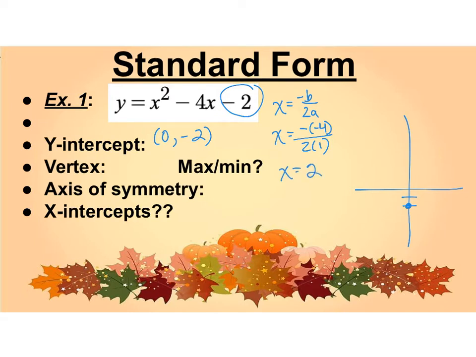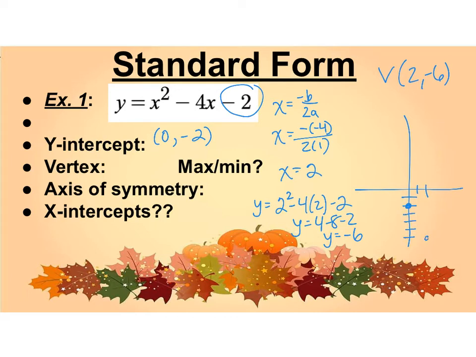I have to plug it back in to get y. So y equals 2 squared minus 4 times 2 minus 2. So y is 4 minus 8 minus 2, and y is negative 6. So my vertex is the point 2, negative 6. And I end up being way down there. I can check it with my y-intercept by using my step pattern. So my vertex here is 2, negative 6. I know that that is a minimum because it's going to open up. My axis of symmetry comes from the x of my vertex, so it's going to be x equals 2.